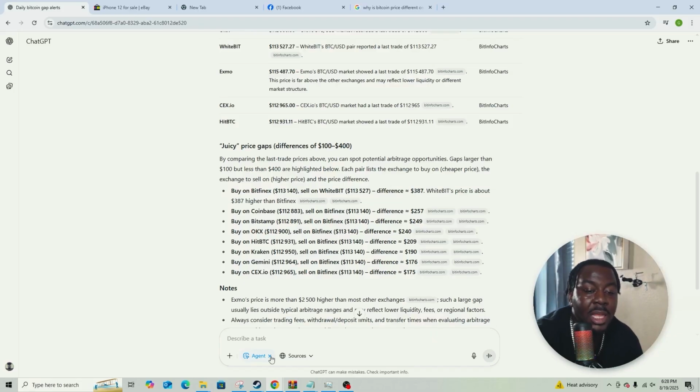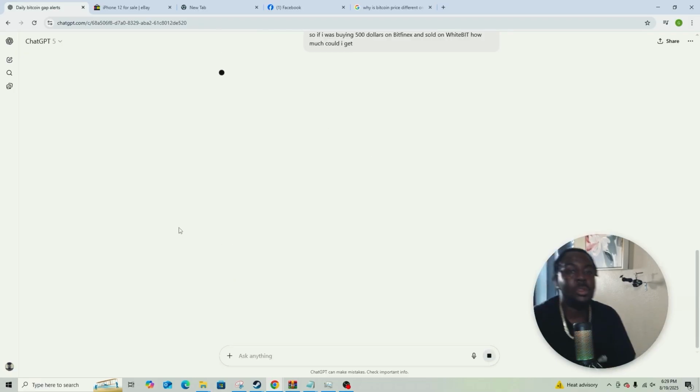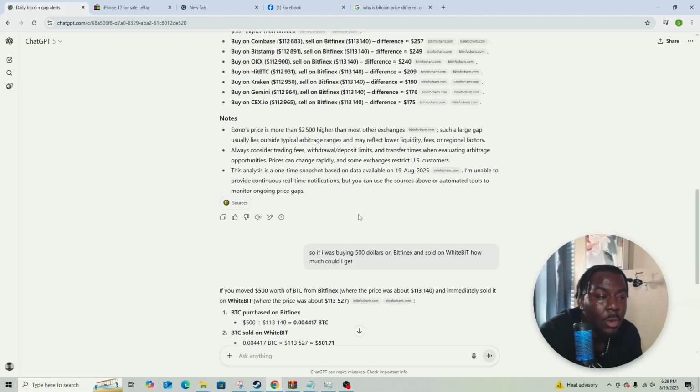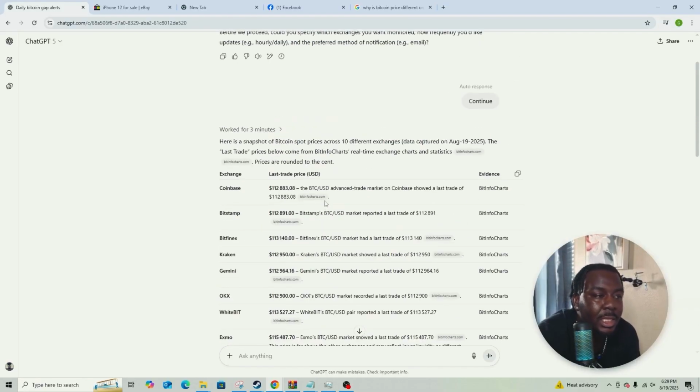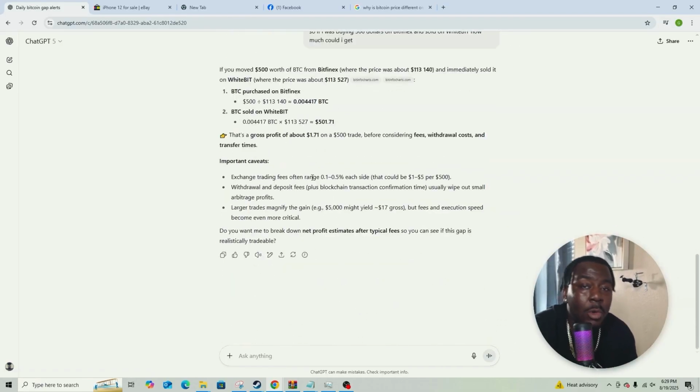So I'm going to take agent mode off and ask it real quick. So if I was buying $500 on Bitfinex and sold on White. So if I was buying, how much? So granted, while this isn't, as I would say, ideal, this just shows you the power of what agent mode can do, but it doesn't stop there.